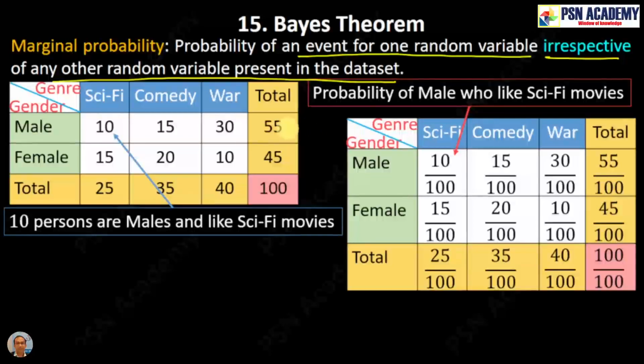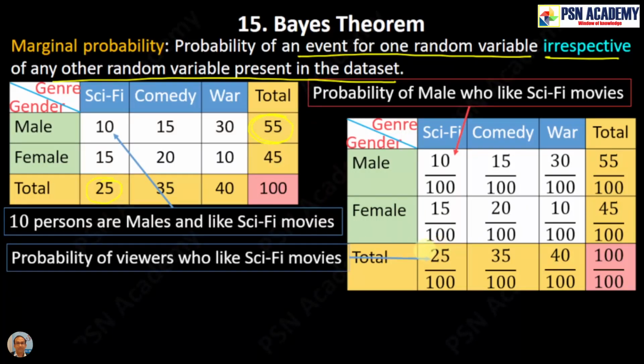For example, you say this 55. You are concentrating on males only, irrespective of sci-fi, comedy, and war. On the other side, if you take this 25, then this 25 is actually talking about only sci-fi movies. So the last row where the totals are there, and the last column will help you to get marginal probability. Clear? So the marginal probability of sci-fi movies will be 25 out of 100.